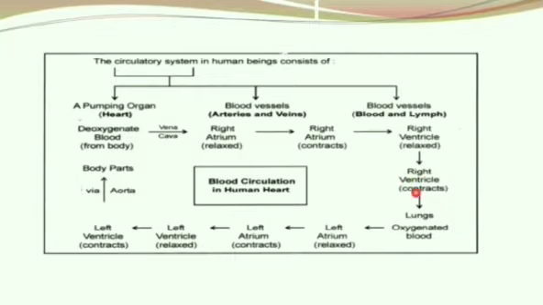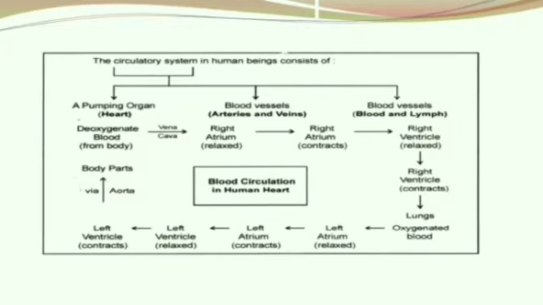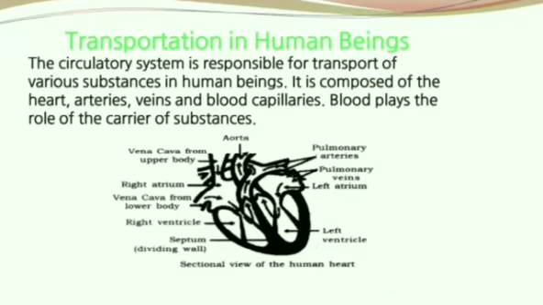It enters the lungs now. In the lungs, the oxygenated blood enters the left atrium and gets relaxed. That is diastole. And again, it contracts in the left atrium. That is again our systole. So now it enters the left ventricle. It again gets relaxed and then contracts. And finally, via the aorta, the oxygenated blood enters the body parts. Now again, from the body parts, the deoxygenated blood continues the same cycle.